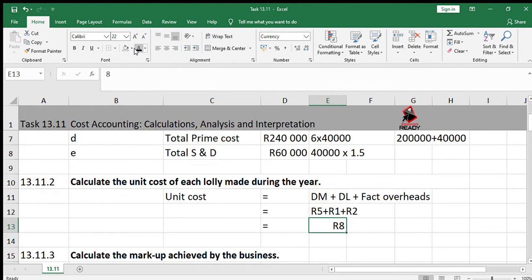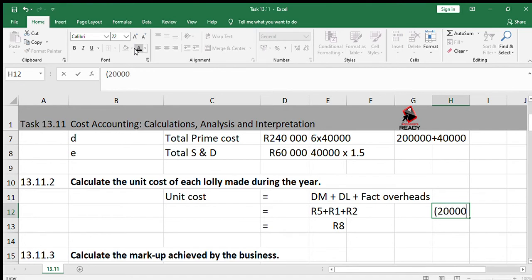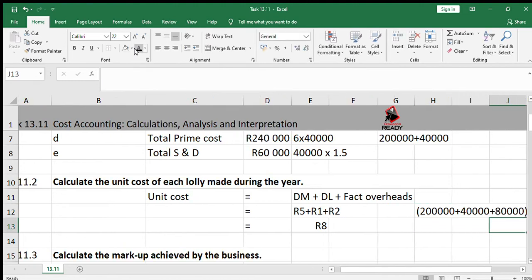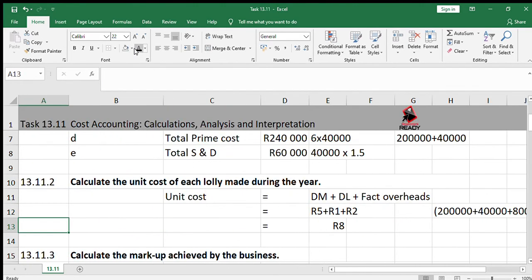You could have used the totals, which would have been 200,000 for direct material, 40,000 for direct labor, and 80,000 for factory overheads, and then divided your answer by 40,000. So this is just an alternative way of doing the calculation. You can say 200,000 plus 40,000 plus 80,000, and then just divide your answer by 40,000 units, and you'll see that you should get the same answer of 8 Rand.